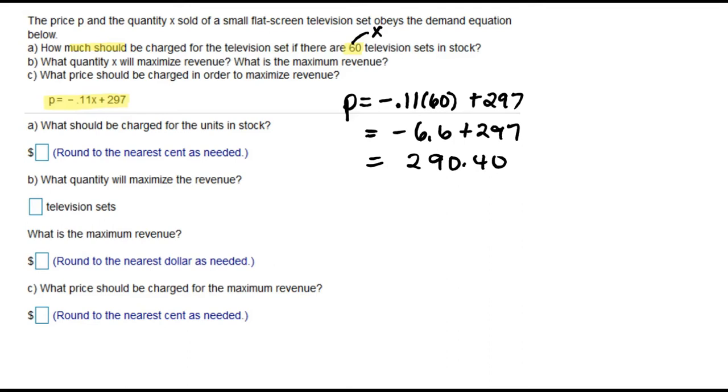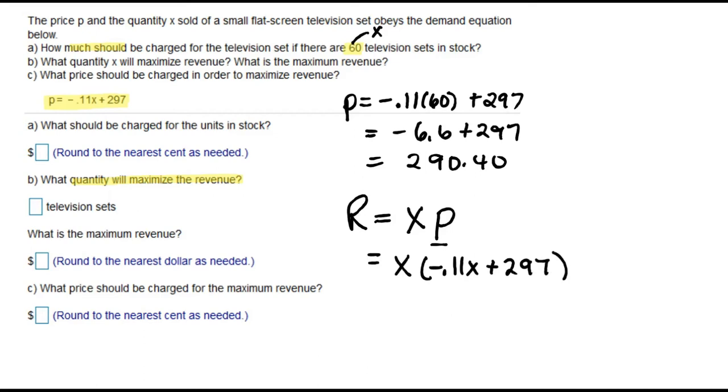The next part says, what quantity will maximize revenue? Now, before we can actually maximize revenue, we need to find the revenue function. And there's a business formula for revenue, and that formula is X times P. So we need to find that revenue function. We were given the value of P, so we're going to have negative 0.11x plus 297. I'm substituting that in for P, and then I can use the distributive property: negative 0.11x squared plus 297x. That gives me my revenue equation.